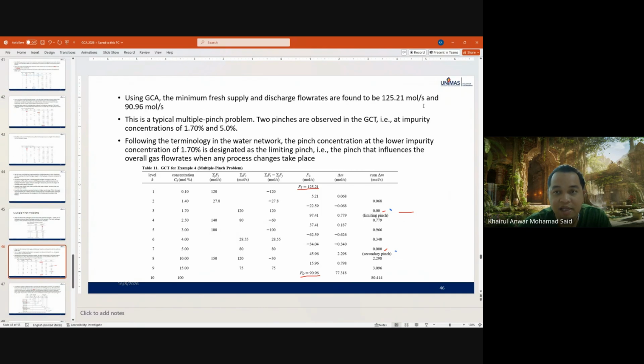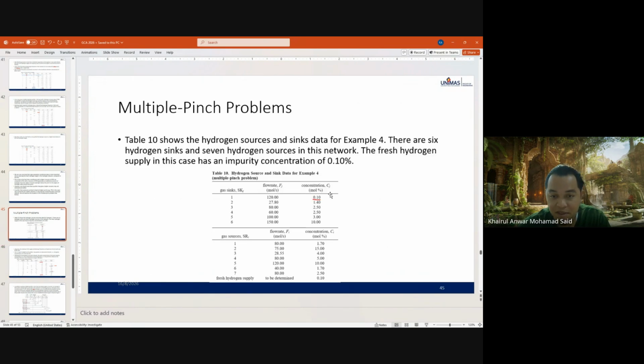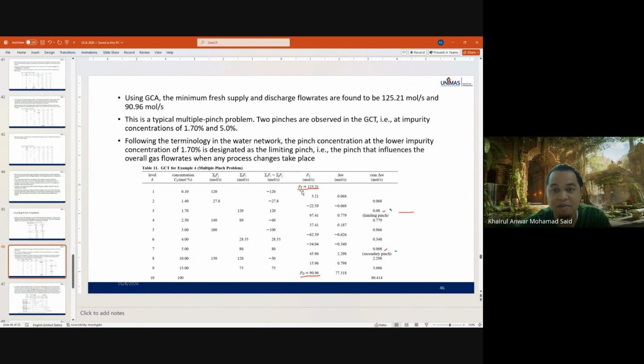Using the GCA, the minimum fresh supply is found to be 125.1 and 90.96 mole discharge. So FF, fresh, this is after calculation. This is the fresh hydrogen needed. So it needs 125.1. Here it's 90.96 discharge.